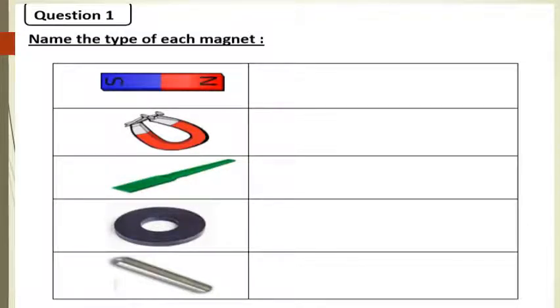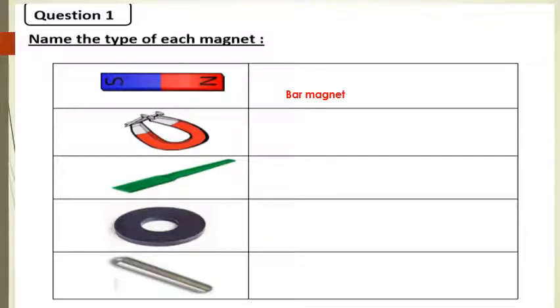I want you to name the type of each magnet, so we're going to do it together. The first one, we just said it and it's famous and we use it a lot in the lab. It's called the bar magnet, that's right. And the second one is related to a specific animal. I'm just giving you hints.